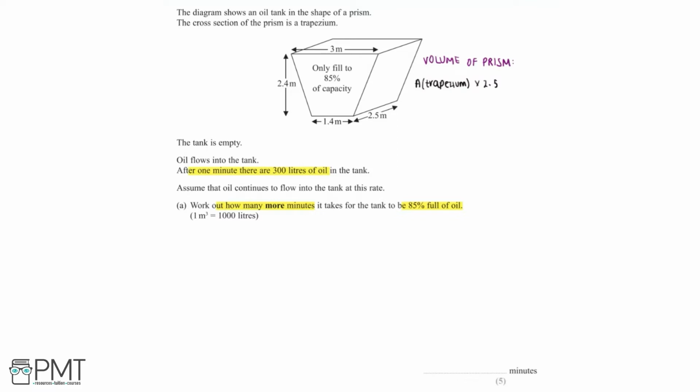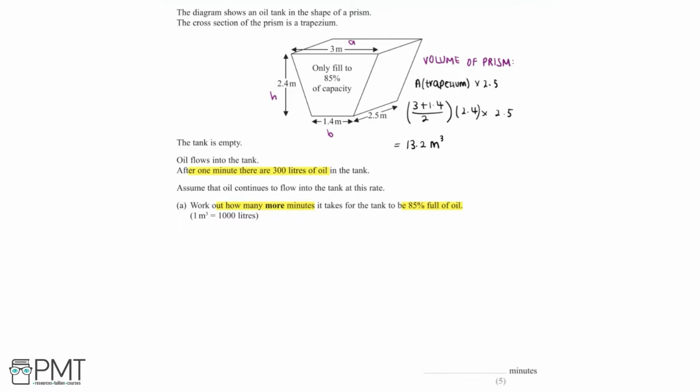Now the area of the trapezium is given by the formula a plus b over 2 multiplied by the height. Now the 3 metre length we'll call A, the 1.4 metre length we'll call B, and the height h can be the 2.4 metre length. So the area of the trapezium will be equal to 3 plus 1.4 all over 2 multiplied by 2.4. And then to find the volume, we multiply this whole thing by 2.5. And so when we put this whole thing into our calculator, we can see that the volume of the prism is equal to 13.2 metres cubed.